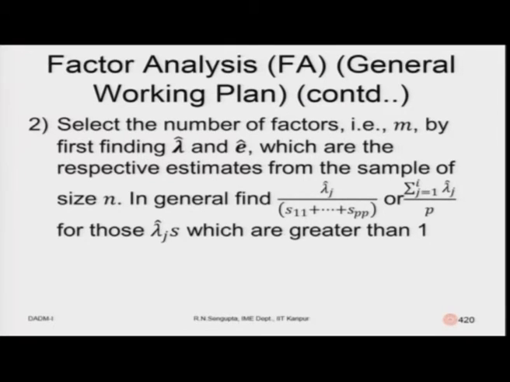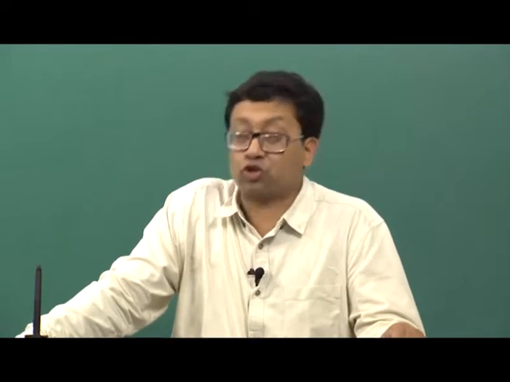as I mentioned, the lambda hats, meaning the estimates, divided by the sum of S11 till SPP, would be utilized when we have the standard error of the sample. In case we want to divide by the value of p, that means the summation of lambda j divided by p would come out when we have the correlation matrix corresponding to the sample.